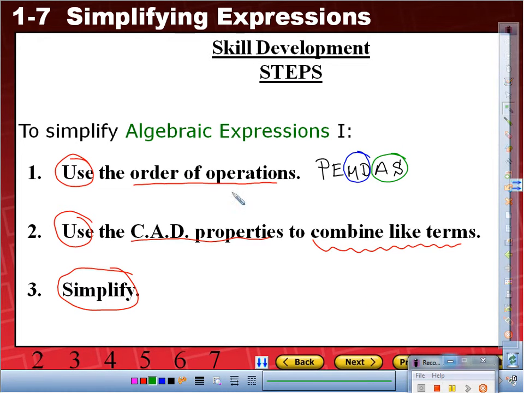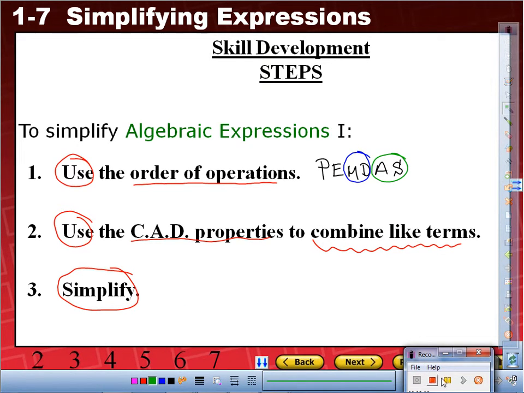So, steps. Step 1, use order of operations. Step 2, use your CAT properties to combine like terms. Step 3, simplify. Okay, tell your neighbor the steps, please, without reading. See if you got it.